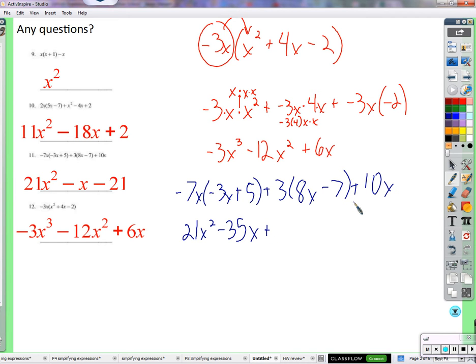whatever this stuff is. 3 times 8x is 24x. 3 times negative 7 is negative 21. Okay, we distributed the 3, plus 10x. So we got x squared, let's see, do we have any other x squareds that we can put together with these x squareds? Nope, that's the only x squared around.